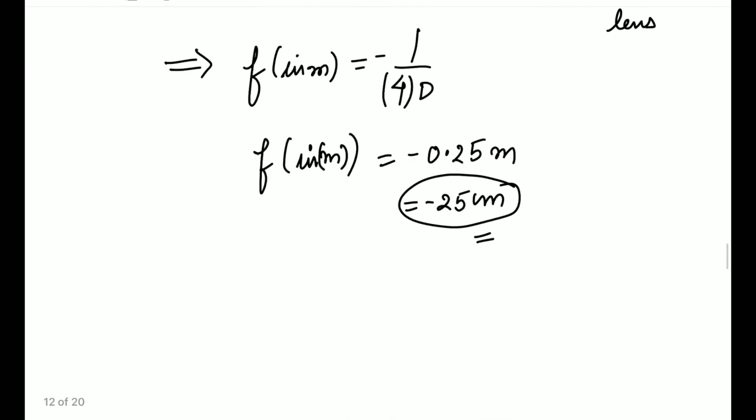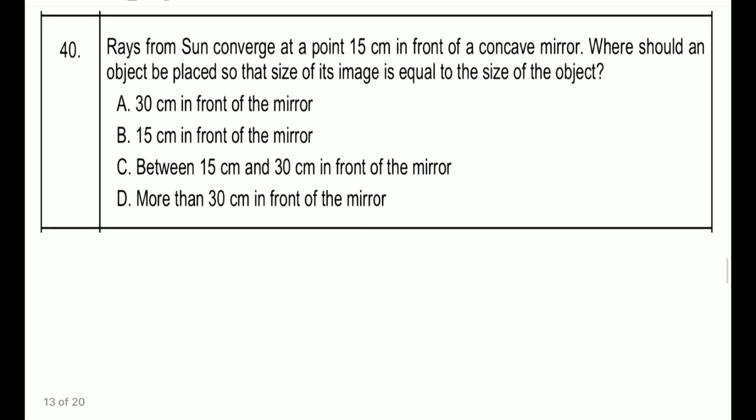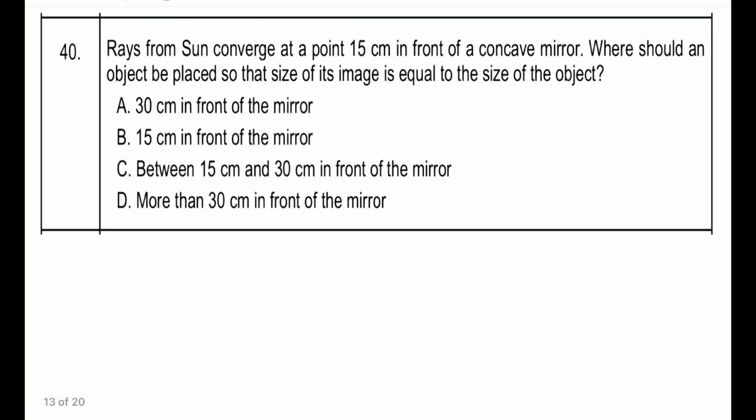Okay, great. Let's move forward to the next question. Question number 40 of your sample paper: Rays from the sun converge at a point 15 centimeter in front of a concave mirror. Where should an object be placed so that the size of its image is equal to the size of the object? First of all, we are talking about a concave mirror, so let's quickly make one. This is my concave mirror.